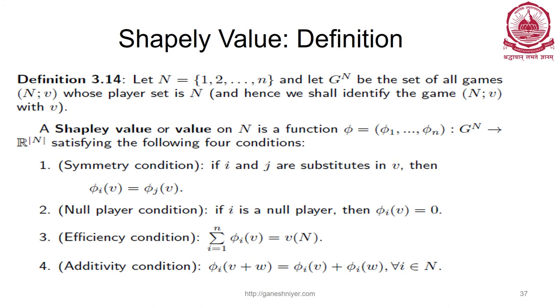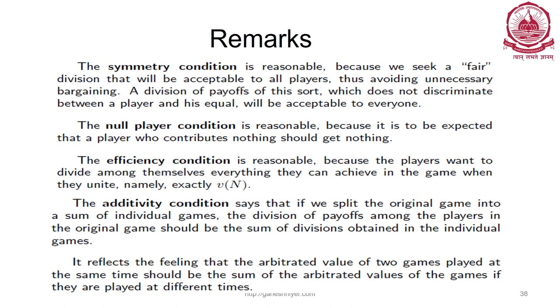Efficiency condition is that the worth of individual players summed should be the total worth. Additivity, if there are two sub games for which the worths are phi of I of V and phi I of W, then its sum should be the sum for the joint game. So symmetric game is reasonable because we seek a fair division that is acceptable to all players. The explanation is something you can read upon, which is already explained in my previous slide by myself.